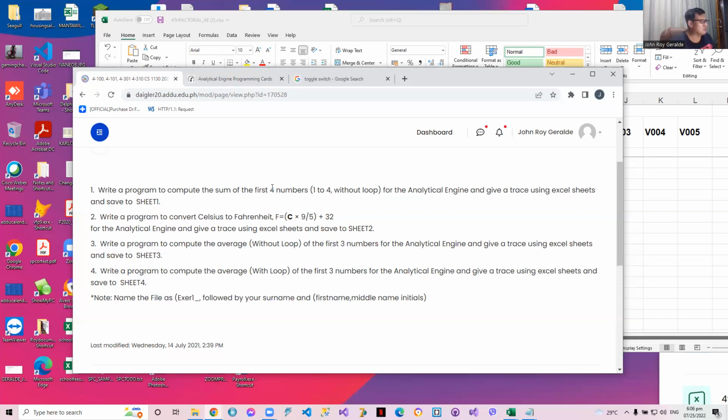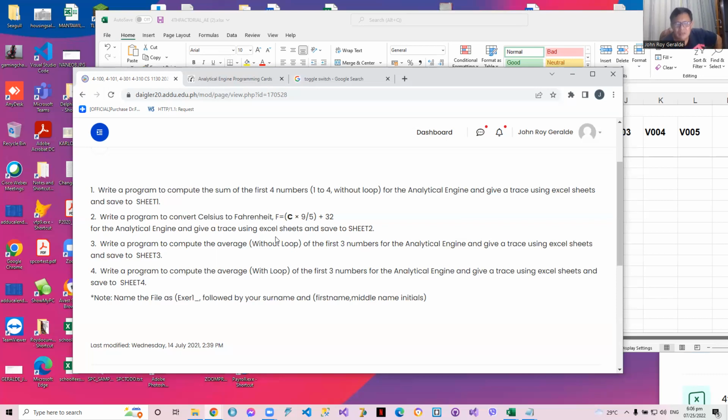So you write a program to sum the first 4 numbers without a loop. Do you follow? And give a trace using Excel worksheet. Write a program to convert Celsius to Fahrenheit. Okay. And then write a program to compute the average of the first 3 numbers without loop. Okay. And write a program to compute the average of the first 3 numbers with loop. Okay. So the computation of the sum and the average are the same.